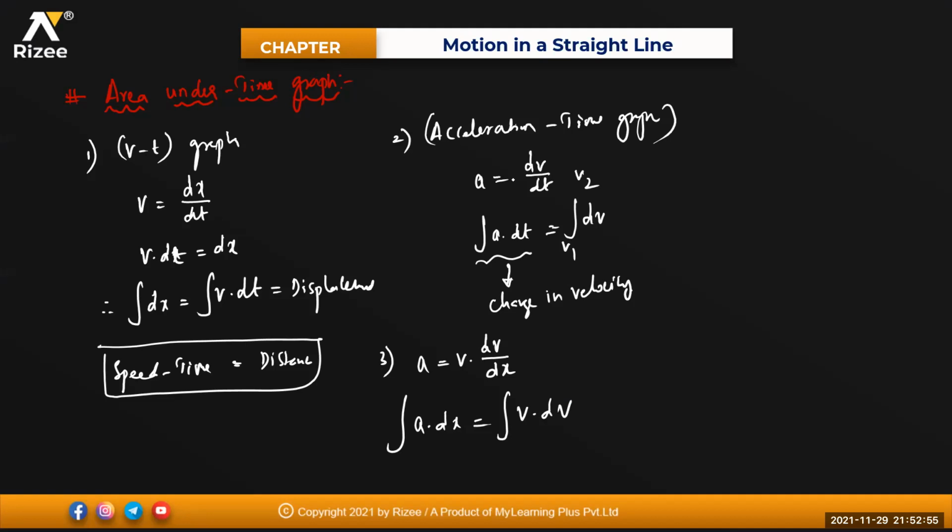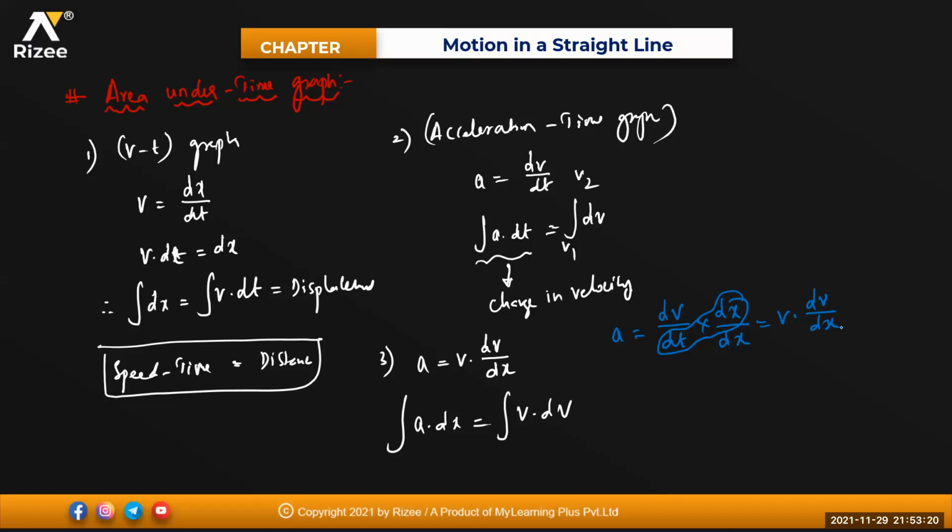A is equal to V into dV by dx. See, I'll write it in detail for you. A is equal to dV by dt, right? I'm dividing and multiplying by dx. Now dx by dt will give me what? Velocity. So it is V into dV by dx.